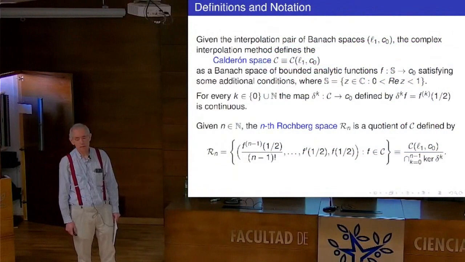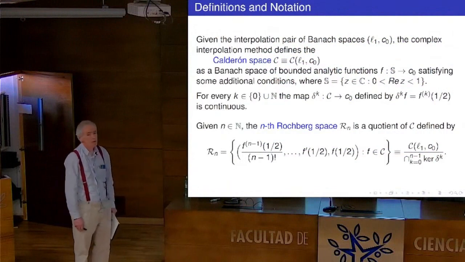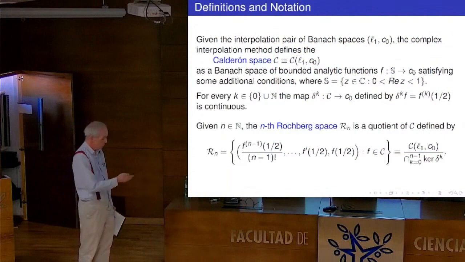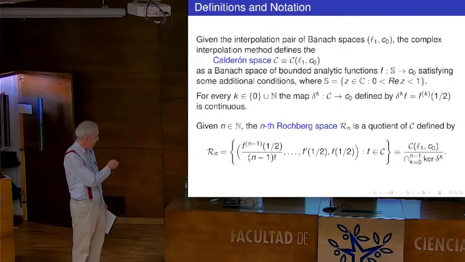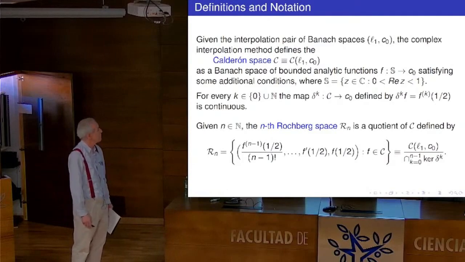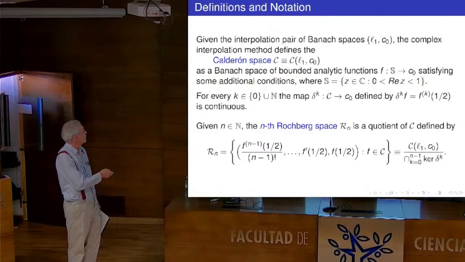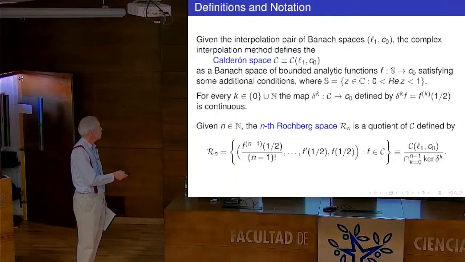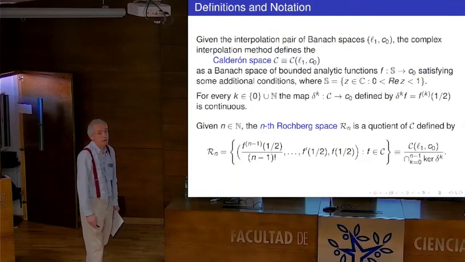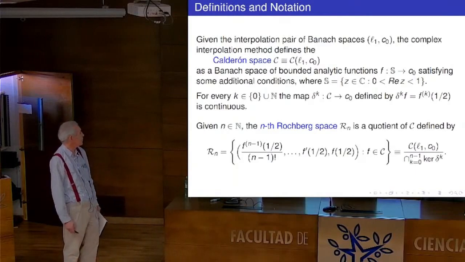There are several ways to introduce these spaces, and I have chosen the shortest one. I consider that as a part of complex interpolation theory. So I consider a concrete interpolation pair formed by little l1 and c0, and we consider the associated Calderón space, that is a space of analytic functions on the unit strip with values in c0, and for these functions the evaluation of the derivative at any point of the interior of the unit strip is continuous, in particular at the point 1/2.